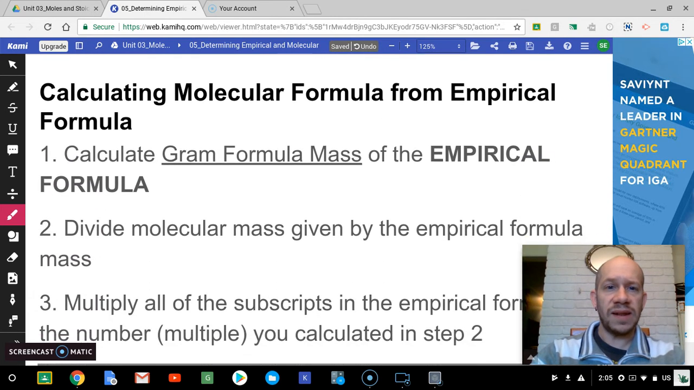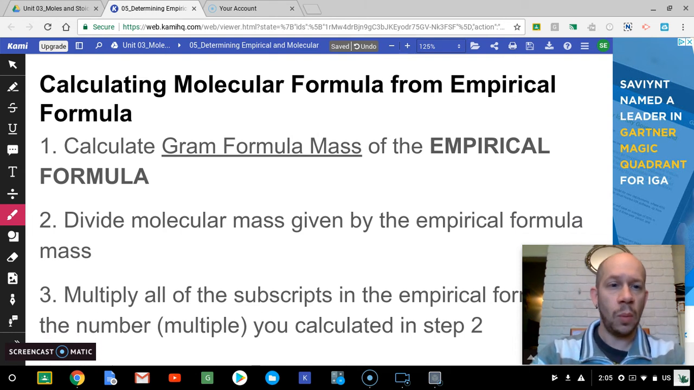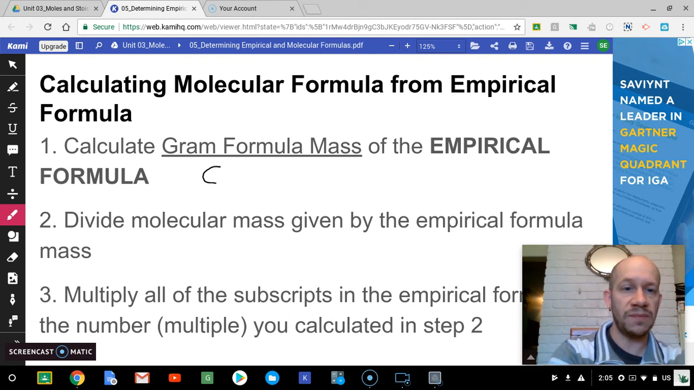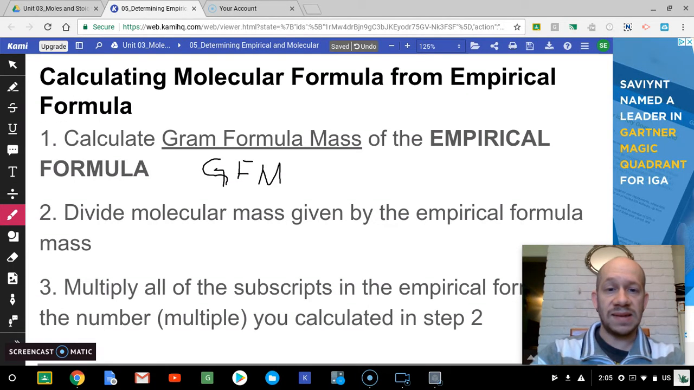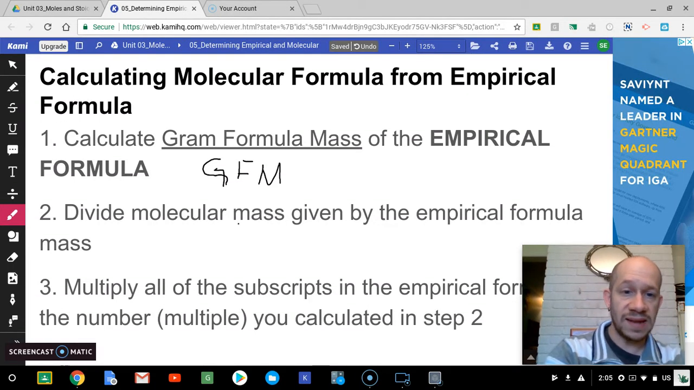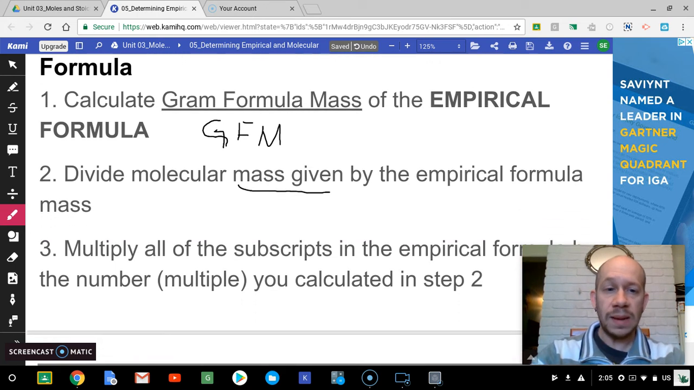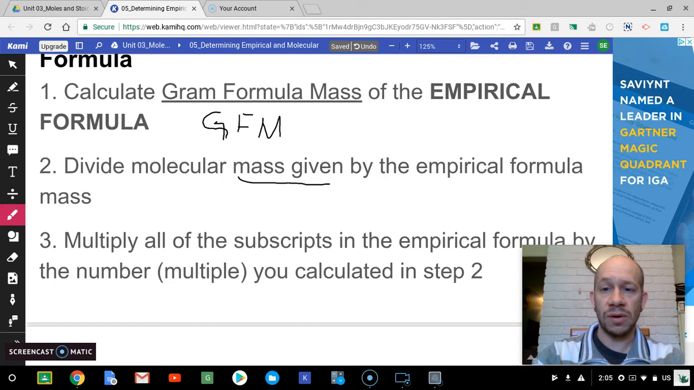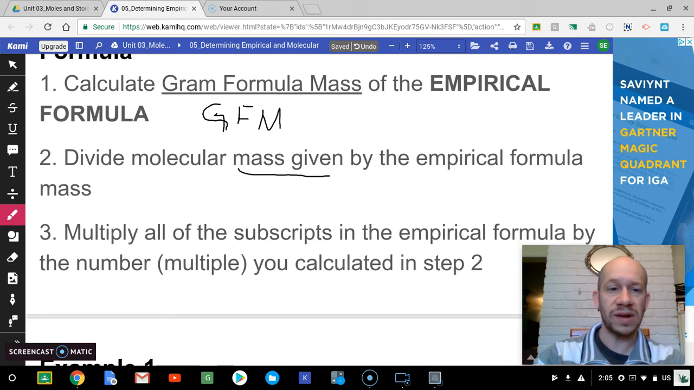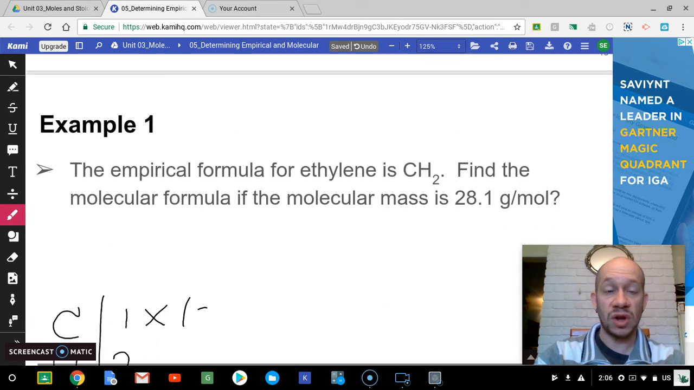I can also calculate the molecular formula from the empirical formula. Here are the steps we're going to follow. 1, I will first need to calculate the gram formula mass, remember our GFM from one of our previous videos, of the empirical formula. 2, divide the molecular mass given by the empirical formula mass that you just calculated. 3, multiply all the subscripts in the empirical formula by that number, which is the multiple you calculated in step 2. So let's do an example, and I'll show you what that is.